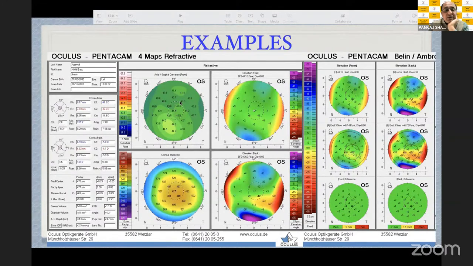And if you do a myopic surgery in which central flattening is there, in which you ablate the central cornea, it will become flat. So this will become less negative or even a positive Q value.